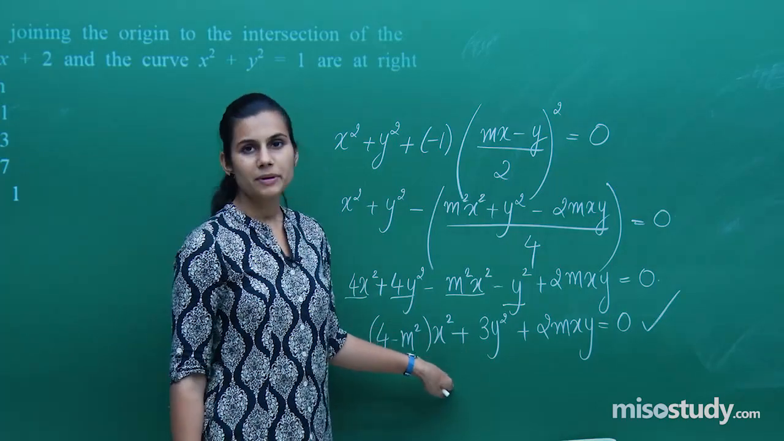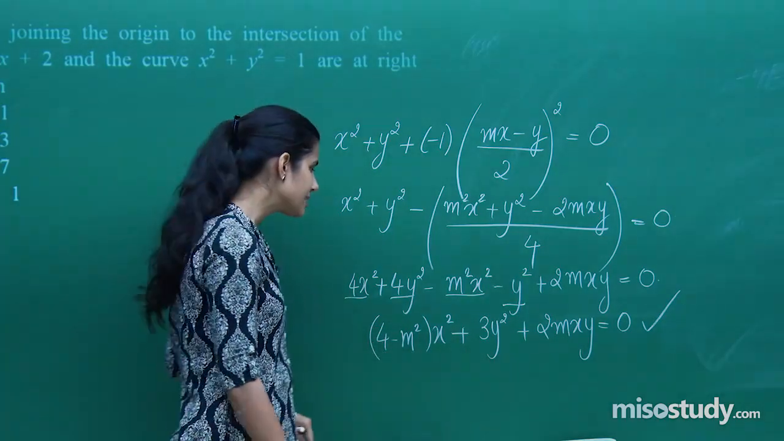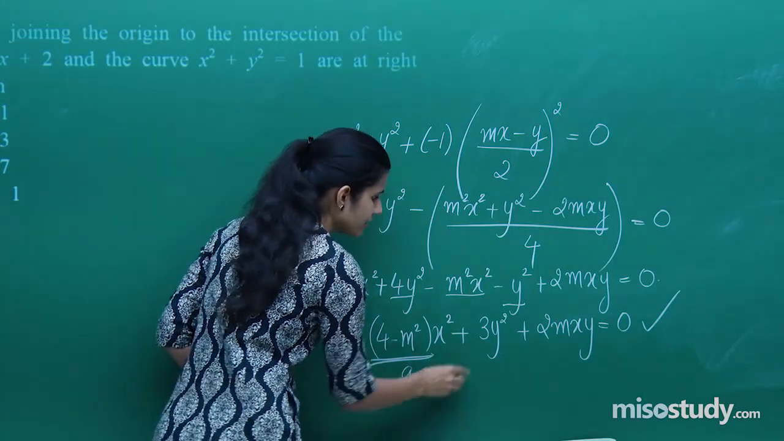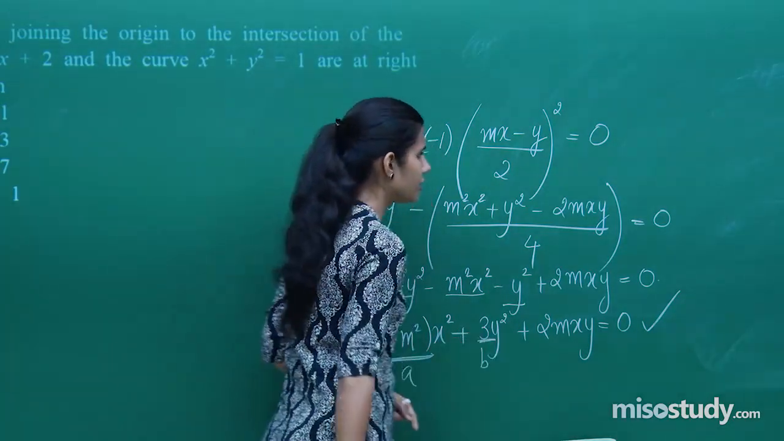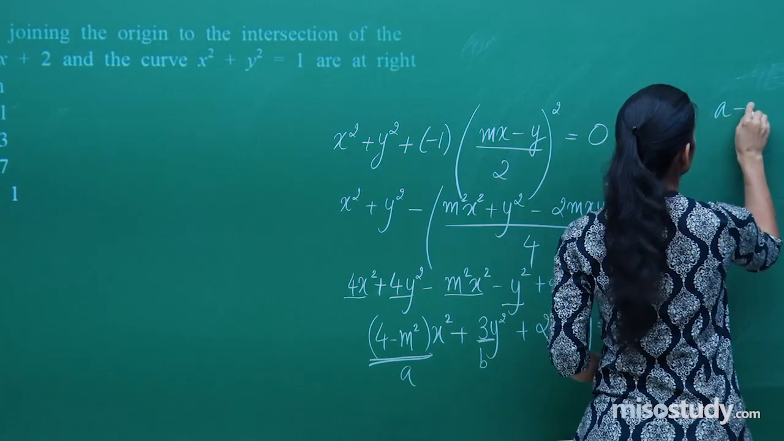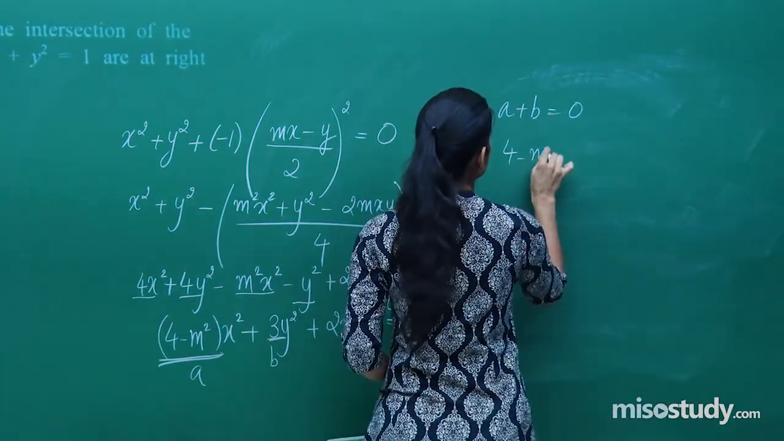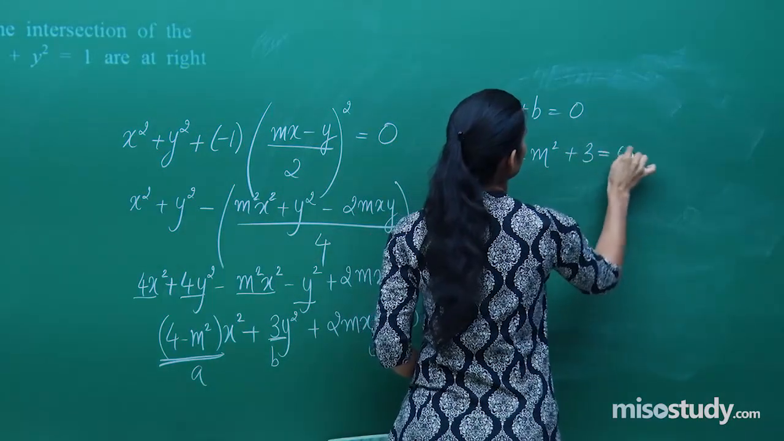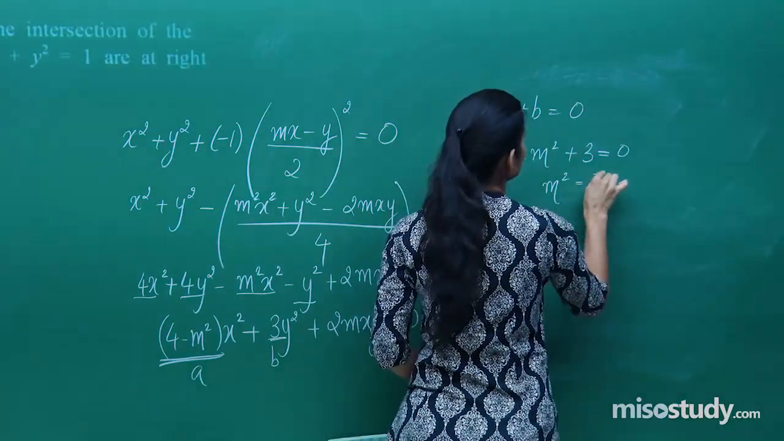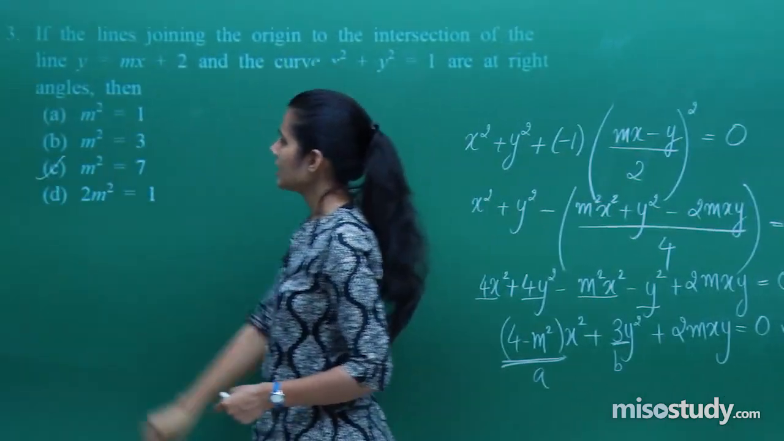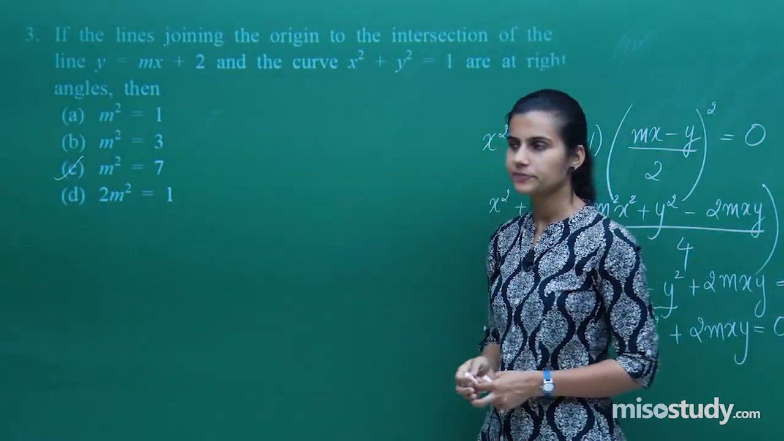And those two lines are basically perpendicular to each other. That means a plus b is 0. What is a? Coefficient of x square. What is b? Coefficient of y square. So a plus b will be 0. That is 4 minus m square plus 3 is 0, or m square equals 7. So your answer is that m square will be satisfying this equation.